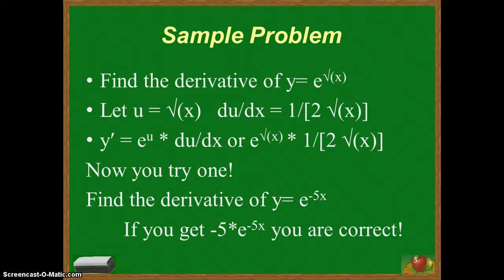You try one. Find the derivative of y equals e to the negative 5x. If you get negative 5 e to the negative 5x, you are correct. Yay.